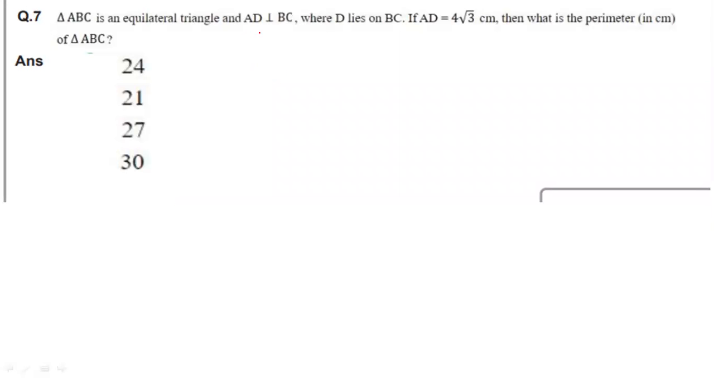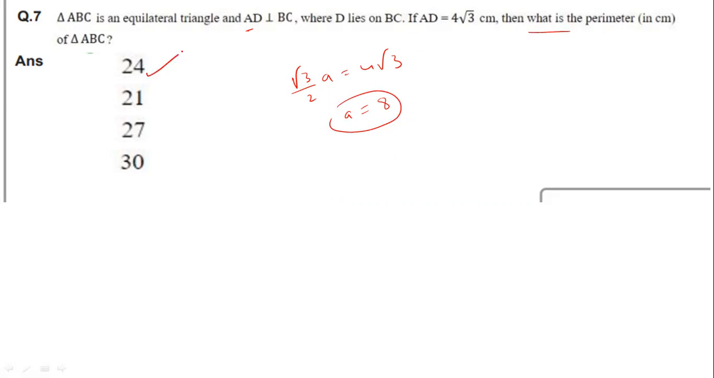ABC is an equilateral triangle. AD is perpendicular to BC. D lies on BC. So this is the height. So height is actually given as root 3 by 2 times a, and that is given equal to 4 root 3. That means a is equal to 8. That means each side of the equilateral triangle is 8. What is its perimeter? 24. Go to the next question.